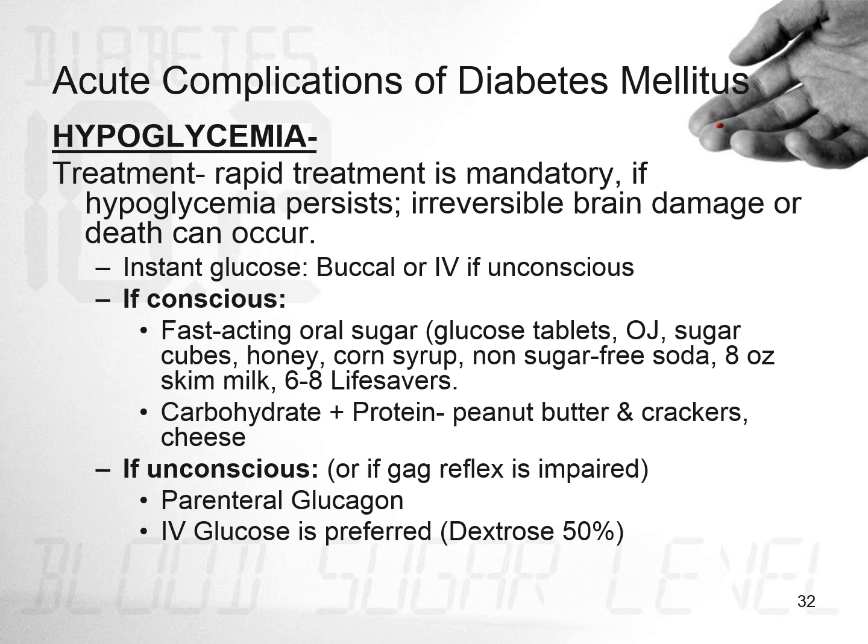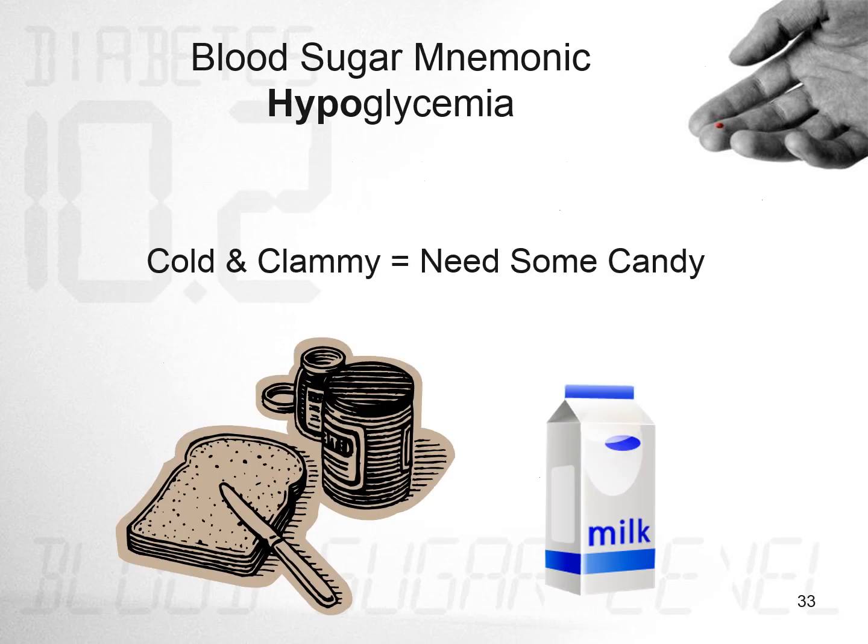But definitely we want to continue to check their blood sugars every 15 to 20 minutes until we know that they're above 70, or like I said, for older adults or children, we want them 80 to 100. So how do we know if our patients need snacks or could have hypoglycemia? There's a saying that says that they're cold and clammy, they need some candy.